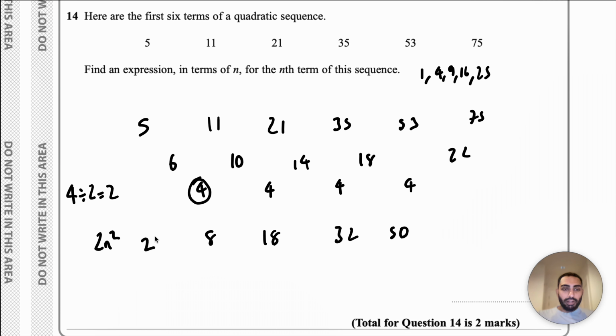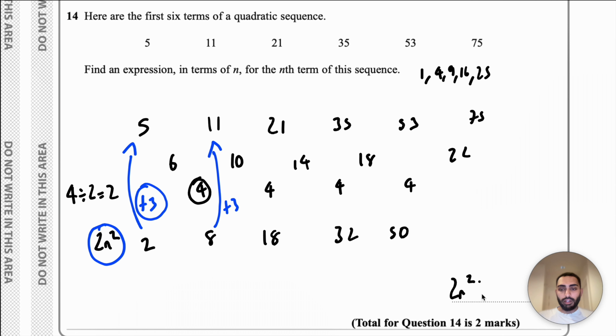I need to next find my difference between 2n squared and my original sequence. So I'm going from there to there. What have I done to get from there to there? I've added 3. And then from there to there, I've added 3. And if you take a look, it's always adding 3. So this one's quite simple. It's just adding 3 on every time. We're just going to combine both of those parts. So the sequence is 2n squared plus 3.